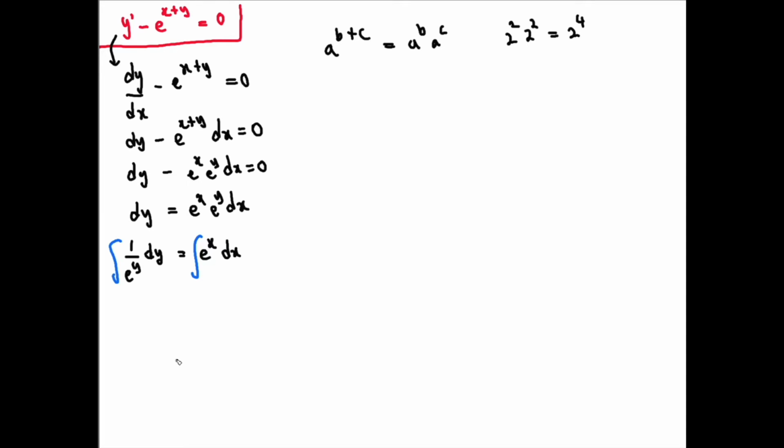Now we're going to have to do some integration trickery here, but this is quite straightforward. The right side is just going to be e to the x plus c, right? The integral of e to the x is just e to the x. For the left side, we're going to do some algebraic manipulation and then integrate. So this is the same as the integral of e to the minus y dy.